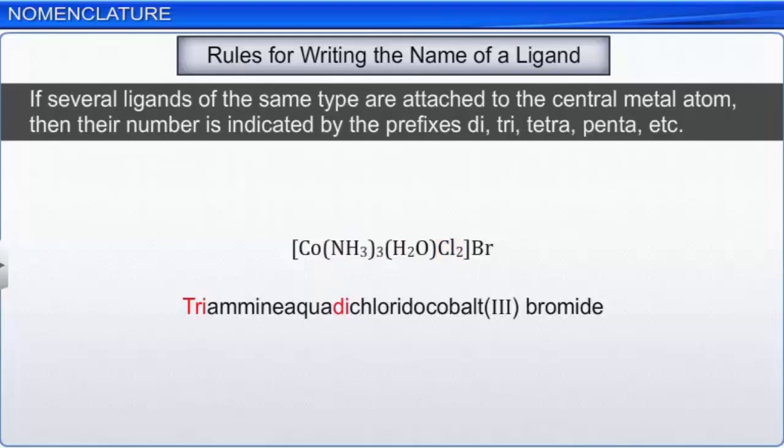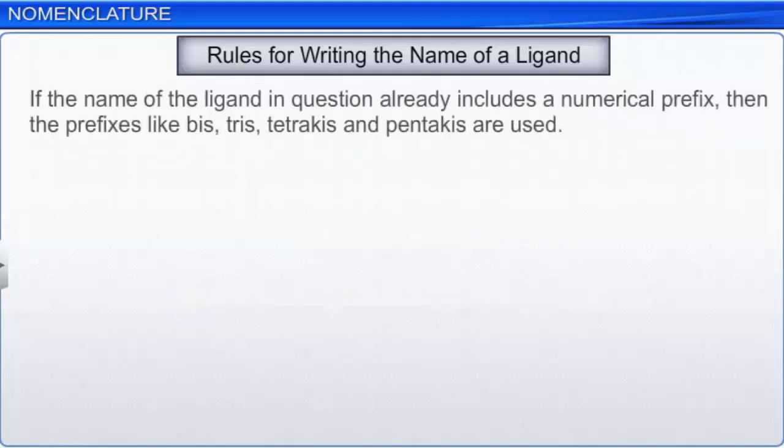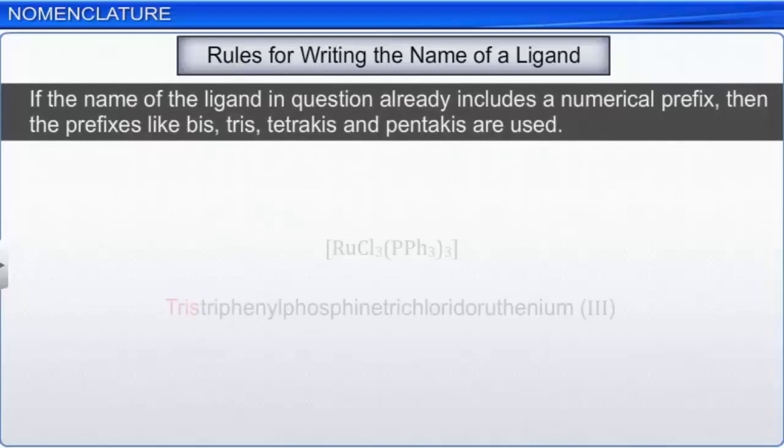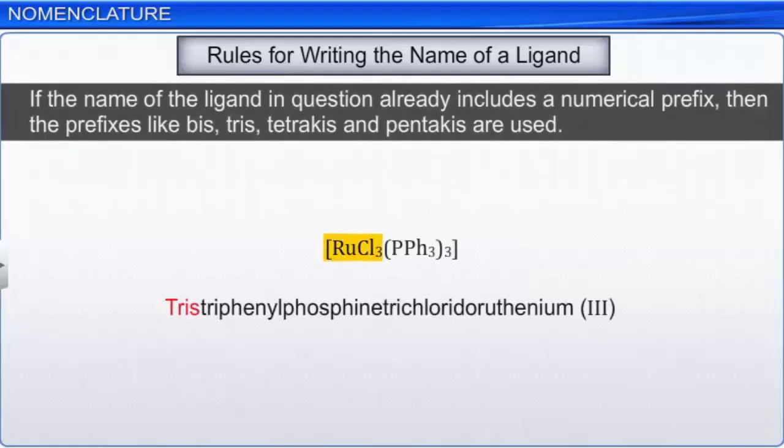However, if the name of the ligand in question already includes a numerical prefix, then the prefixes like bis, tris, tetrakis, and pentakis are used. For example, the complex [RuCl3(PPh3)3] is named as tris-triphenylphosphine trichlorido ruthenium(III).